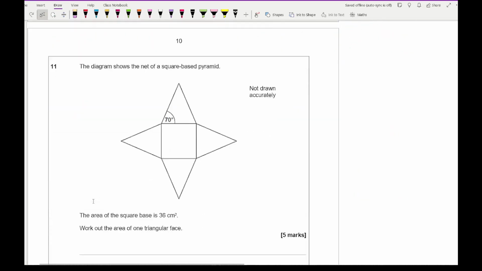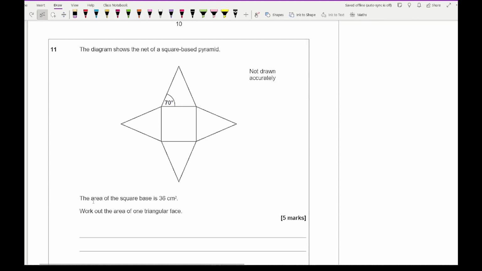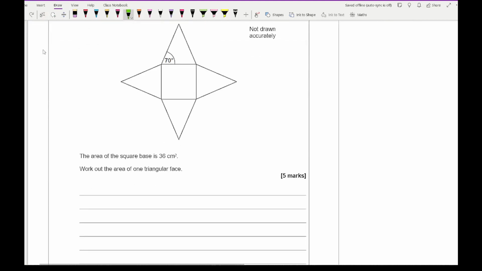Then moving on to our next question, it says the diagram shows the net of a square base pyramid, and it says that the area of the square base is 36. Work out the area of one triangular face. So let's first of all start by labeling what we know. So if this square is 36 centimeters squared, then that means that one of the sides must be 6.